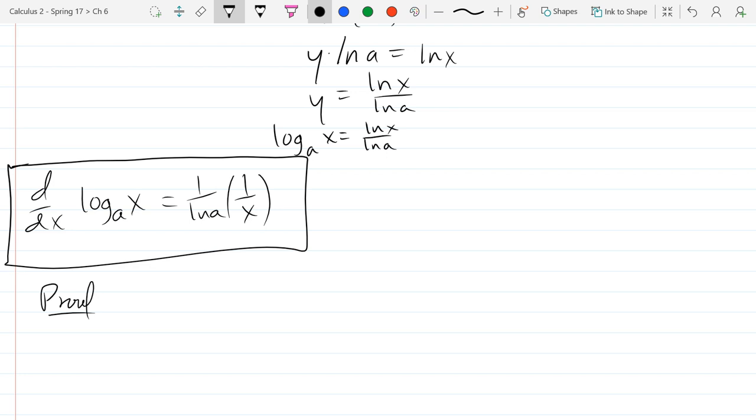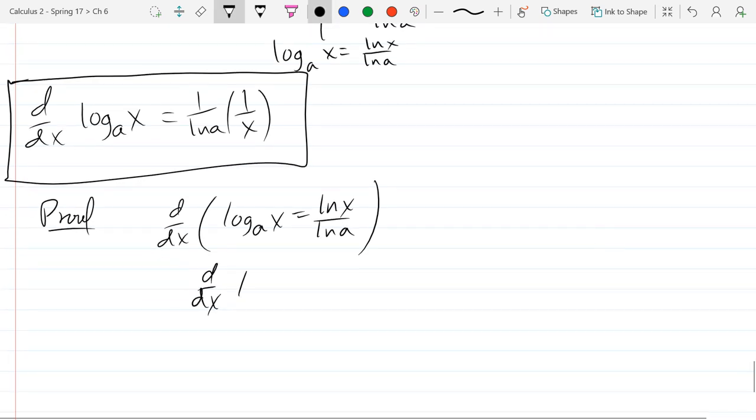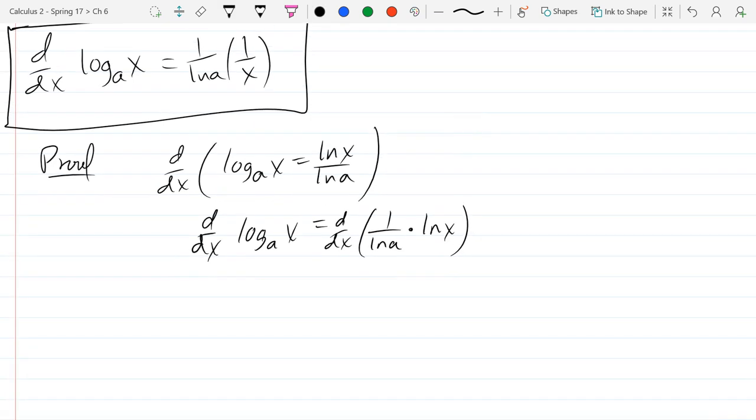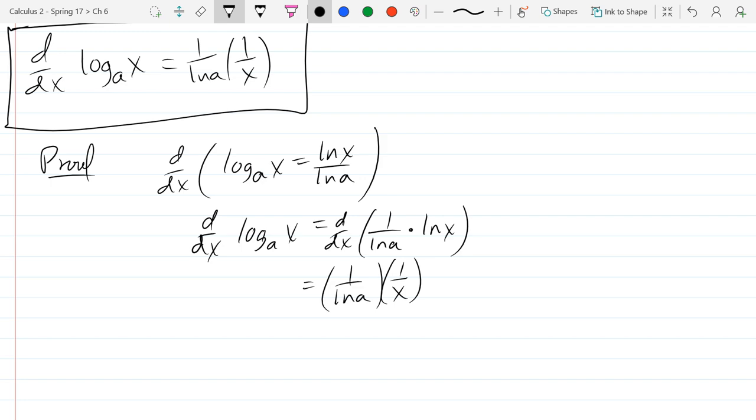To prove this, what we're going to do is take d/dx of the identity written right above. I don't know the derivative of the left side, so I'm just going to leave it as the derivative of the left side. But I can write down the derivative of the right side. Let's rewrite it as a product. It's actually a constant multiple rule. So that 1 over ln a, I can bring outside the derivative. And what is the derivative of regular ln x? That's just 1 over x. So our derivative is 1 over ln a times 1 over x.